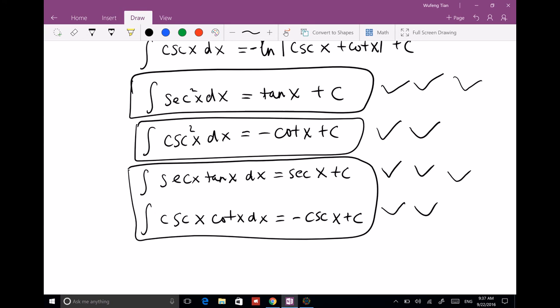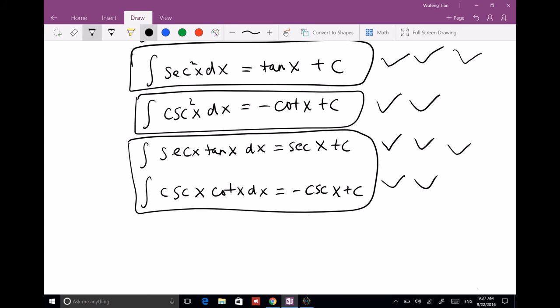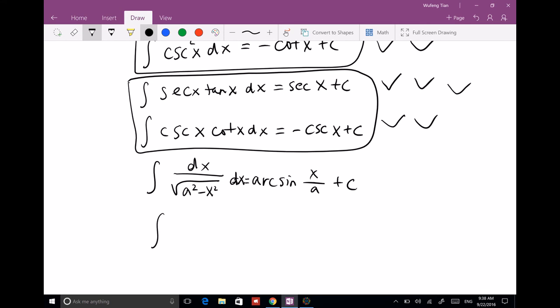And also another one, the antiderivative of dx over the square root of a squared minus x squared is arcsine x over a plus c. And also arctangent, which we use a lot as well: dx over a squared plus x squared equals 1 over a arctangent x over a plus c. We use this a lot as well.